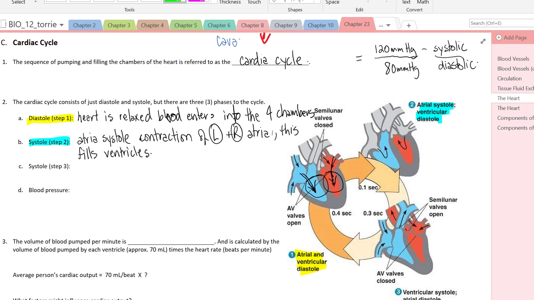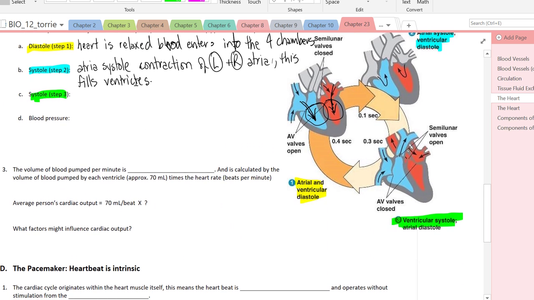Okay, and then finally down here at the bottom, we have ventricular systole. And so step three here. So here we have the ventricles contract. I'm just going to slide up a little bit. Right, so ventricles contract.